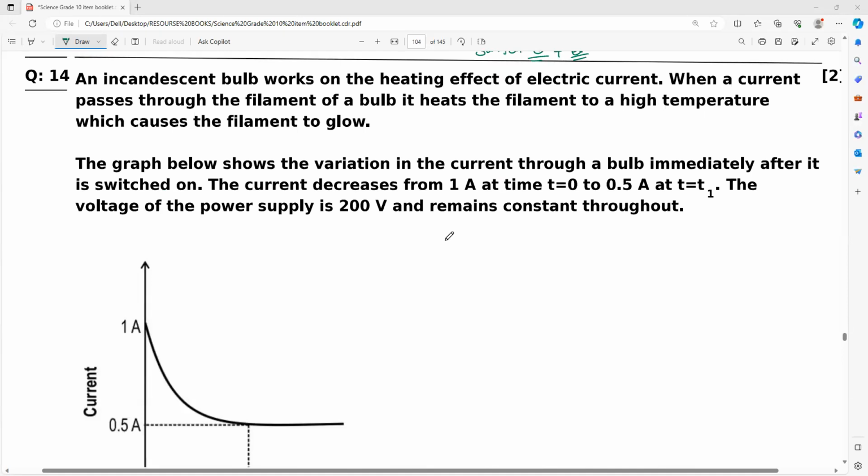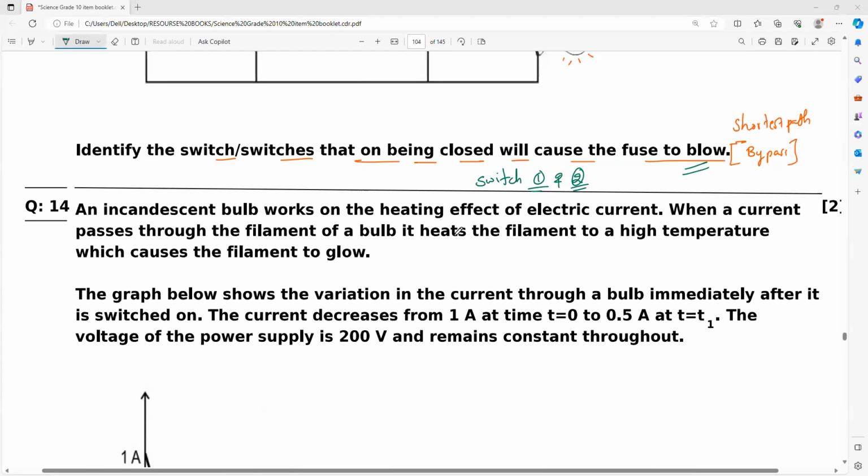So the next question is a very important question. Graph based question. Have a glance and try to read the question effectively. They are saying that the incandescent bulb works on the heating effect of electric current. Can anybody tell me what you mean by incandescent bulb? Practical applications of heating effect of electric current.